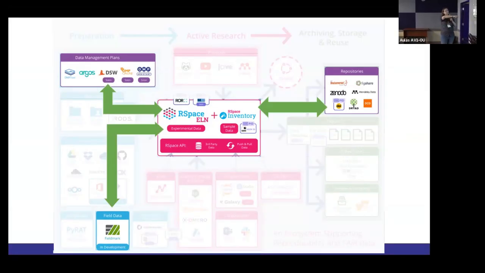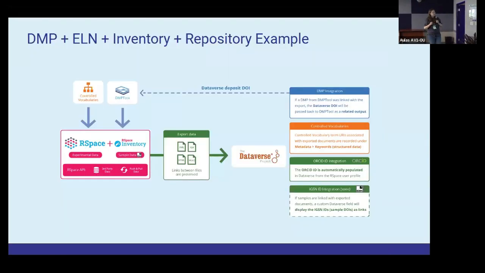And then when you push things to a repository, all those connections are made. One example of that is what we do with DMP tool. When making a deposit to Dataverse, you say, okay, actually all this data is related to a DMP, so it's data that needs to comply with that DMP. When the Dataverse DOI is generated, that DOI gets passed back to RSpace, which knows that there was a DMP associated with it.